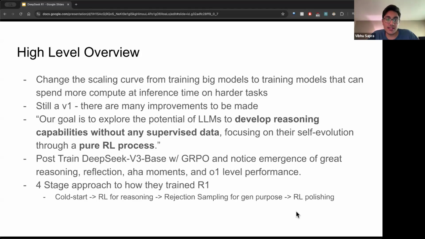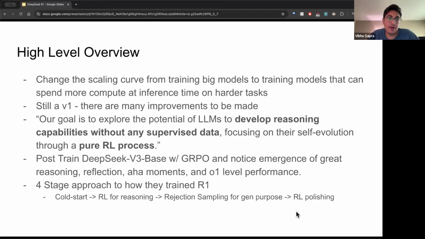And it's still a V1 of this. Just like OpenAI has O1, there'll be O3, so there'll be R2, there'll be other companies that do this. Mistral might do it if they still exist. Llama will do it. So there'll be others, and then we'll only see improvements from here.